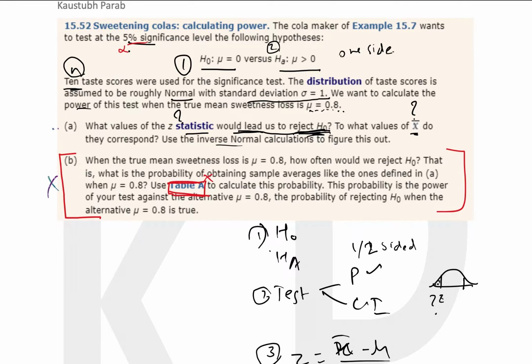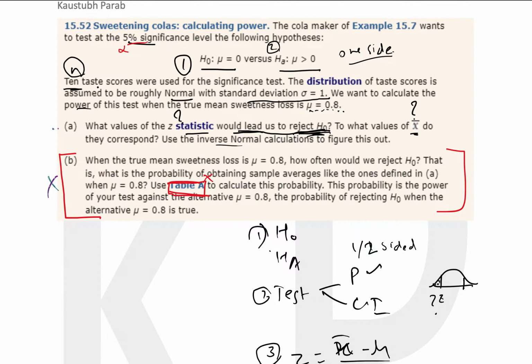That's a type 1 error that we are anticipating. That means we are 95% confident, and we know the null hypothesis is mu equals 0, the alternative is mu greater than 0, so we also know that it's a one-sided test.